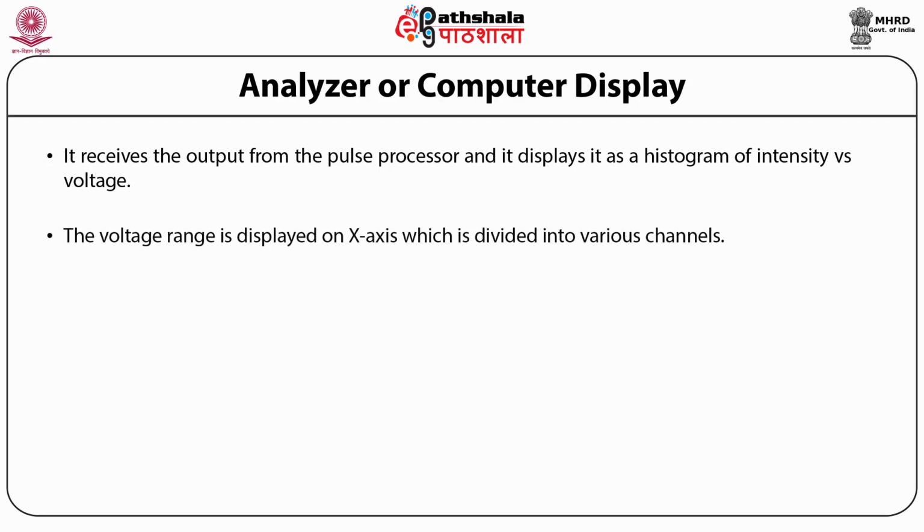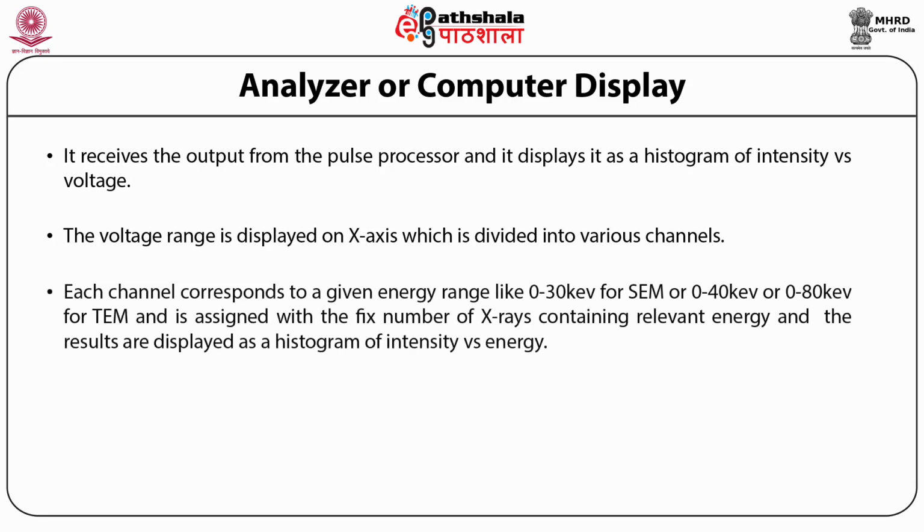The voltage range is displayed on the x-axis, which is divided into various channels. Each channel corresponds to a given energy range, like 0 to 30 kiloelectron volt for SEM or 0 to 40 or 0 to 80 kiloelectron volt for TEM, and is assigned a fixed number of X-rays containing relevant energy, and the results are displayed as a histogram of intensity versus energy.